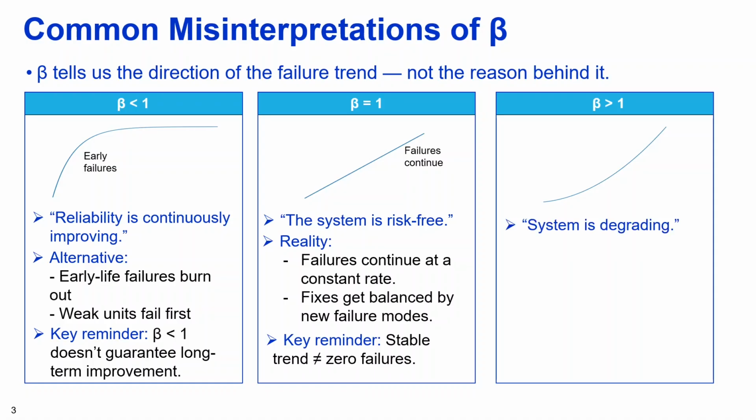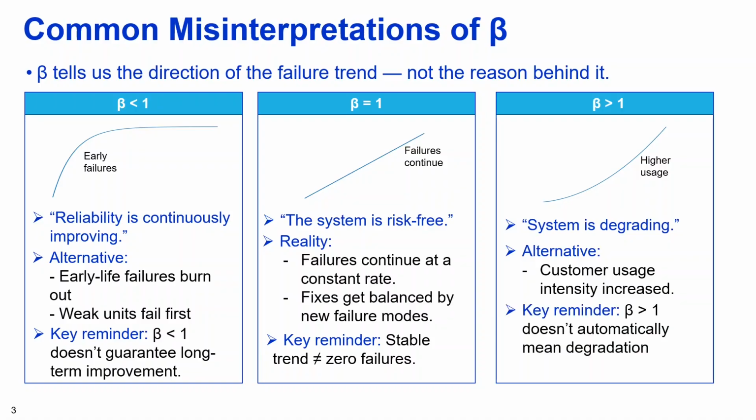And if beta is larger than 1, many will assume the system is degrading. But sometimes, when usage intensity increases, or exposure conditions change, beta will also increase. In other words, beta larger than 1 doesn't automatically mean degradation. So remember, beta tells us the direction the trend is moving, but it does not tell us the reason behind it.